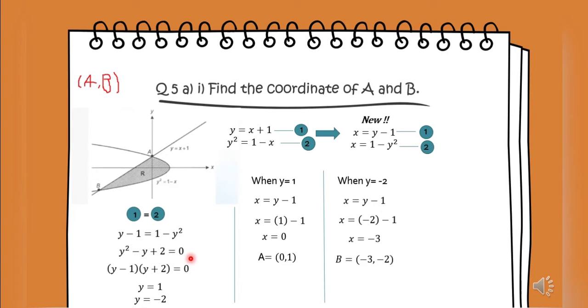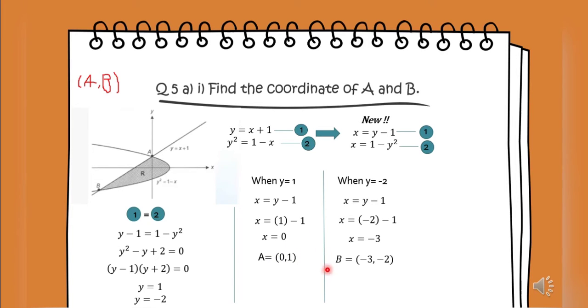And then what you need to do is just factorize, because you want to know the value of y. When you know the value of y, take y equal to 1 and replace this value of y into the first equation, which is y equal to x plus 1. When you replace, you will get x equal to 0, and then you will get the coordinate of A, which is (0, 1).